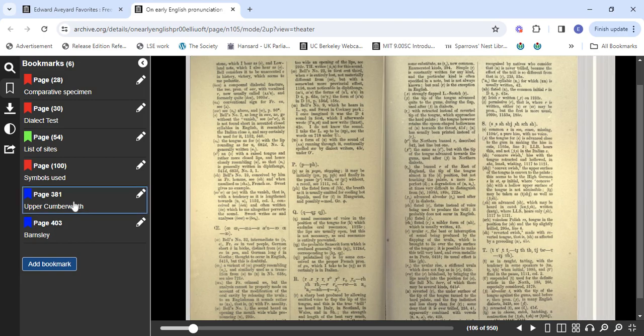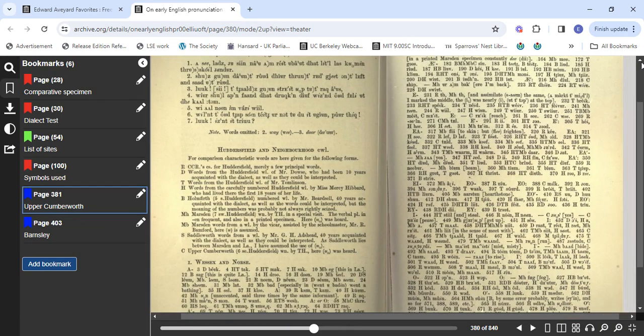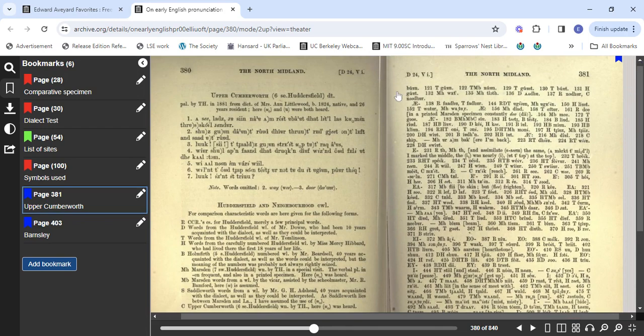So, these are both from Yorkshire. I originate from a place called Ossett. Now, the nearest two dialect tests are Upper Cumberworth, which is a little village just east of Huddersfield, and Barnsley, which is a larger town. I'm going to attempt doing both of these, having learnt about the phonetics. You'll see they are slightly different from one another because back when this was written, dialects were very diverse across the country, even across small areas. I'm just going to do the dialect tests because the comparative specimen is a bit long, but let's start with Upper Cumberworth.